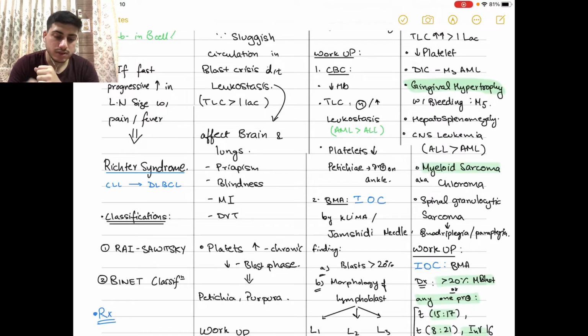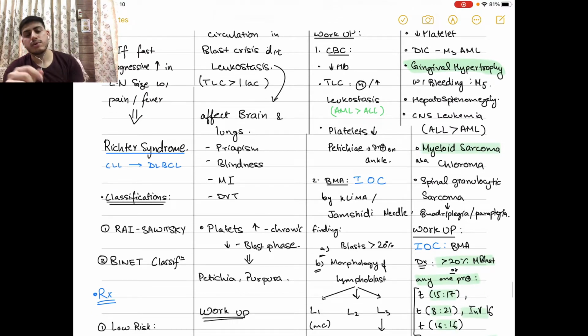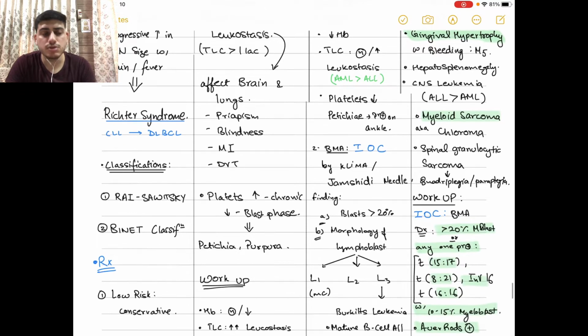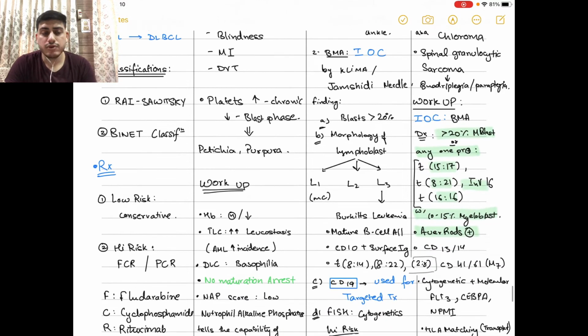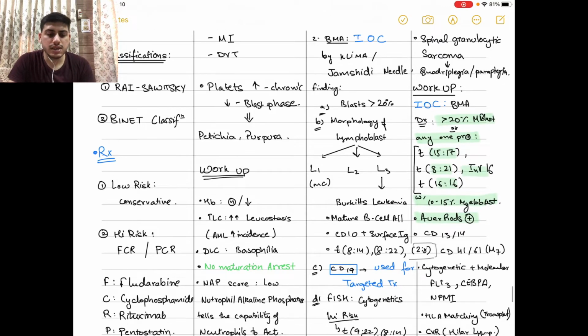So we call it Richter syndrome, and this Richter syndrome, as you can see, is already the exacerbation of the CLL, so it can lead to DLBCL, that is diffuse large B cell lymphoma. So that you need to remember. Now for the classification of this cancer, the classifications are done based on two methods, that are Rai, Savitsky and Binet's classification.